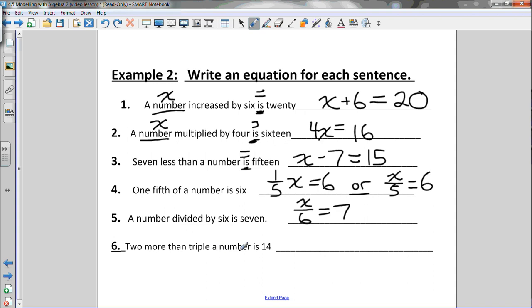2 more than triple a number is 14. So 2 more than triple a number. So I have triple a number, 3 times x. 2 more than that, add 2, equals 14. So I've made an equation for that expression as well.